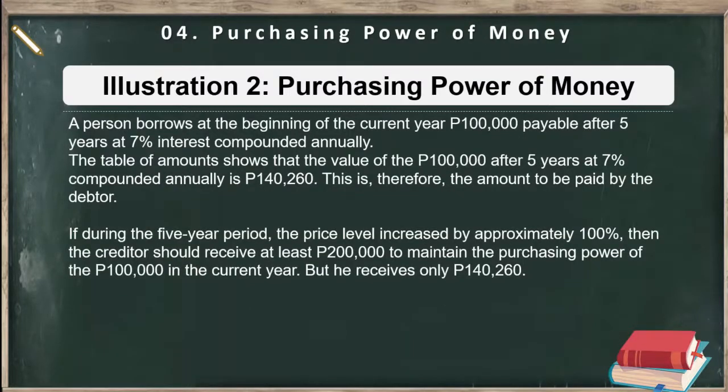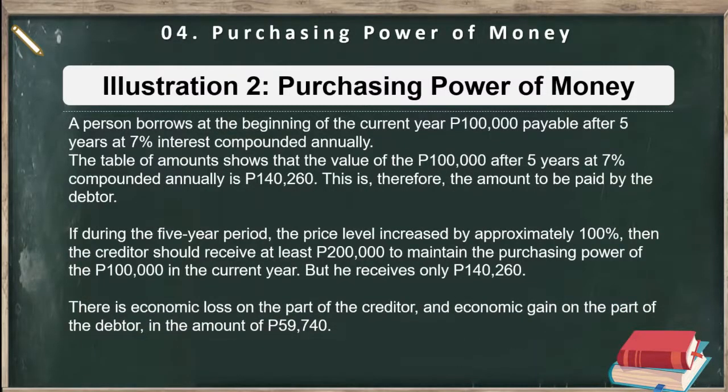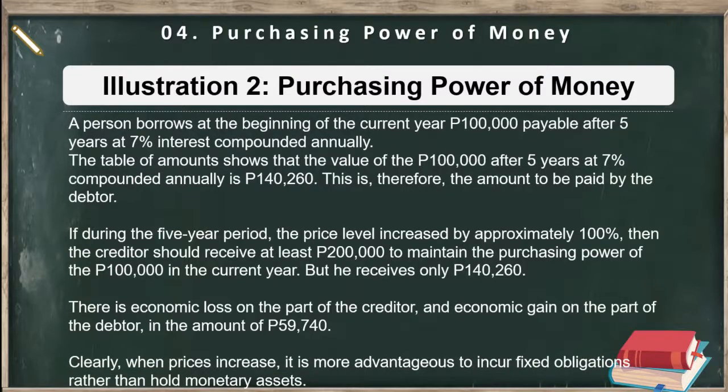So this is the amount that should be paid by the debtor after 5 years. If during the 5-year period the price level increased approximately by 100%, then the creditor should receive at least 200,000. So kung ang prices will rise at 100%, dapat ma-times 2 siya to maintain the purchasing power of 100,000 in the current year, but the creditor will receive only 140,260. So is there a gain or loss in this case? Na ay loss because supposed to be 200,000 niyang ma-receive, but ang ma-receive lang niya in actual would be 140,260. So there's an economic loss in the amount of 59,740. Clearly, when prices increase, it is more advantageous to incur fixed obligation rather than hold monetary assets.